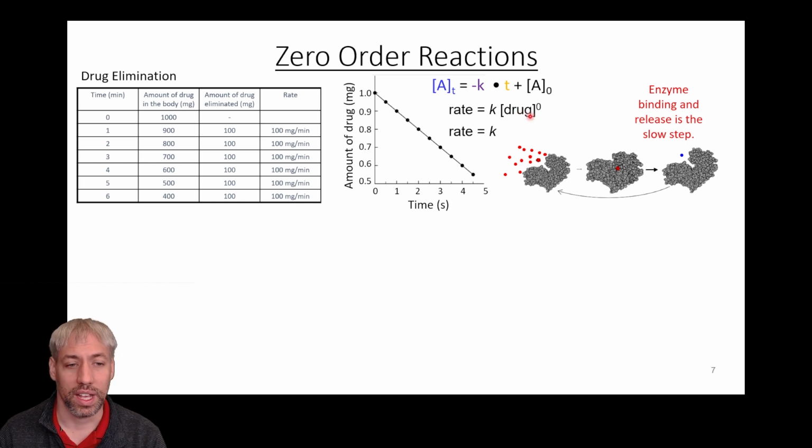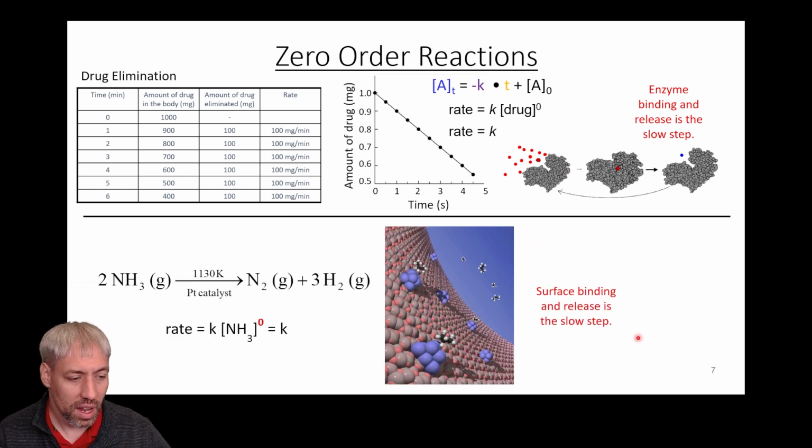And so whatever the drug is, it's to the 0 because the concentration of this doesn't change how fast this process happens. Other examples of this, there's a bunch of surface catalysis where it's limited by the surface and how fast things can bind and release from the surface. And so put as much concentration as you want in solution, similar to the enzyme kinetics. It is not dependent on the concentration of whatever that species is.